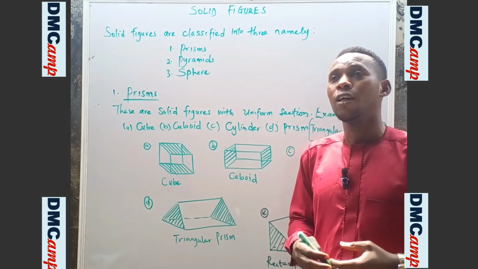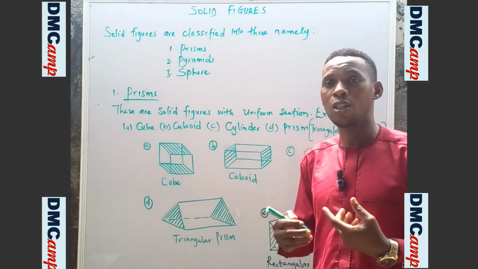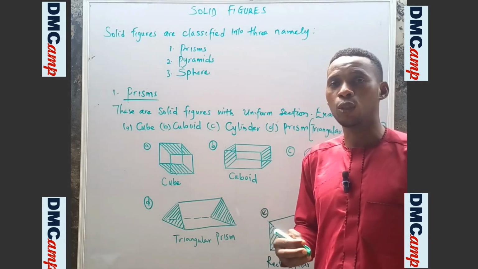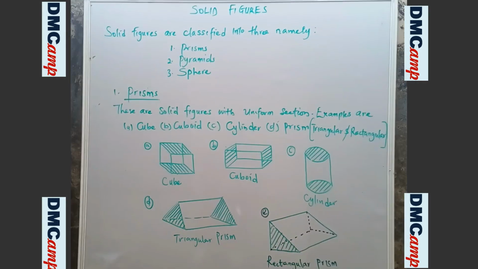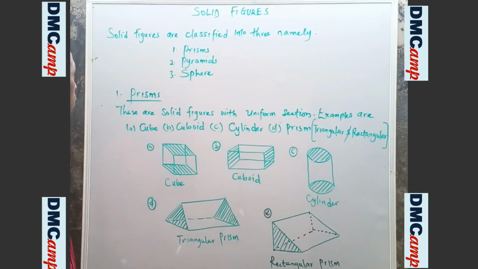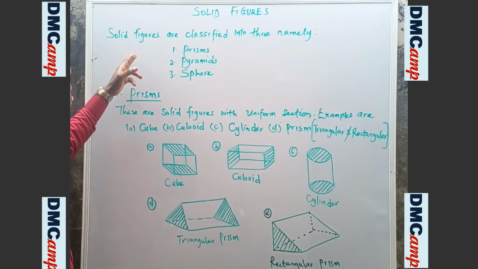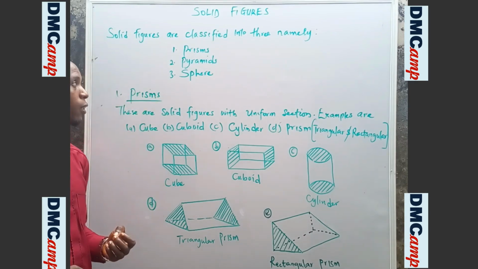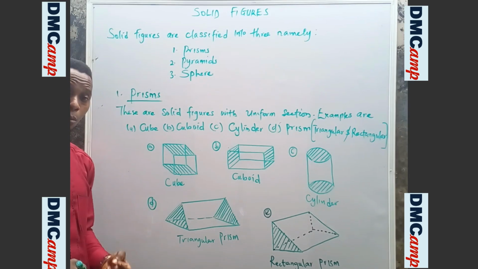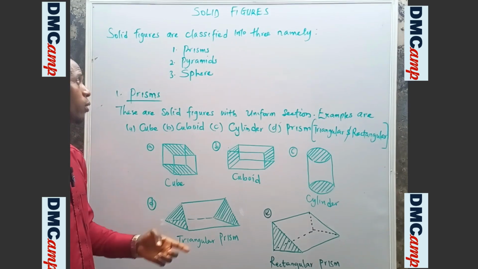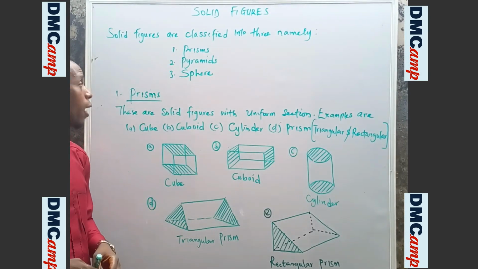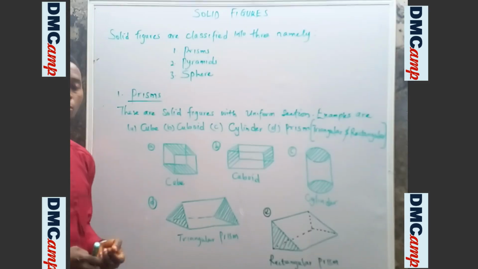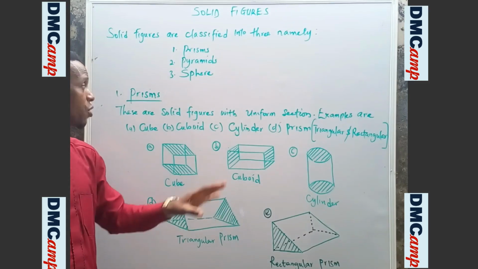Are you getting it? Now, for us to avoid this thing in the examination halls, what are the things we do? We try to derive the formulas ourselves. Let me start by introducing solid figures to you. Now, solid figures are classified into three, namely, the first one, prisms, the second one, pyramids, and the third one is sphere. They are classified into these three.